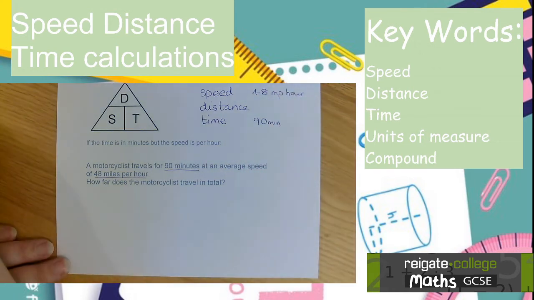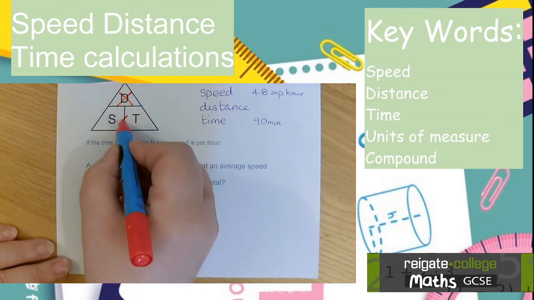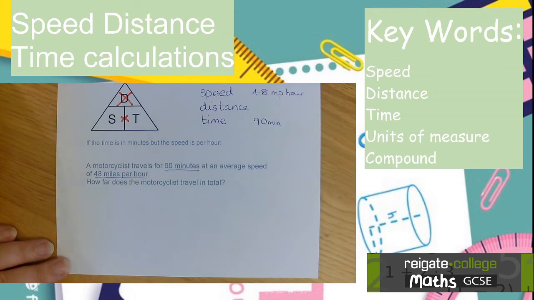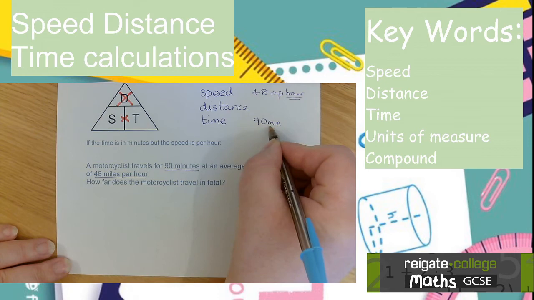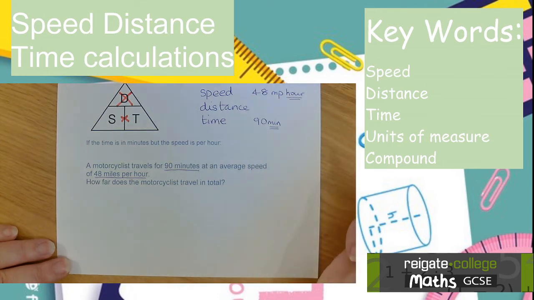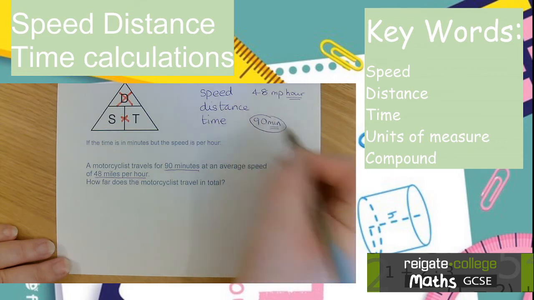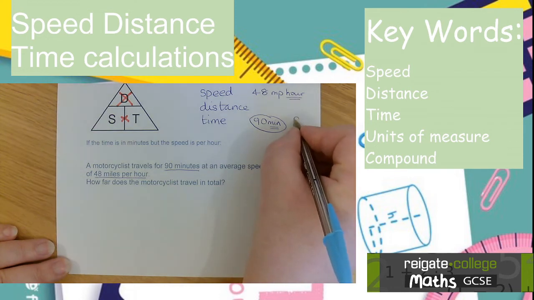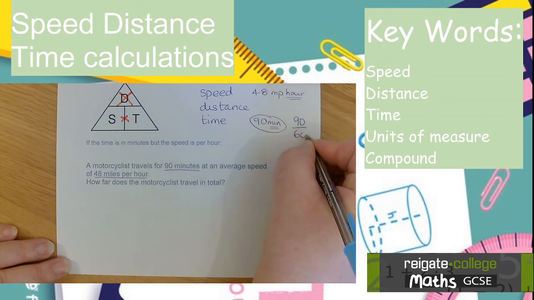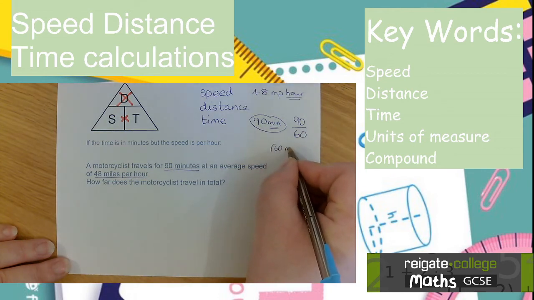So our calculation is to work out the distance. We need to multiply the speed and the time. But because our speed is in hours and our time is in minutes, and that isn't a constant, we need to change 90 minutes to a fraction of an hour. And we do this by creating a fraction where the denominator is 60, because there are 60 minutes in an hour.